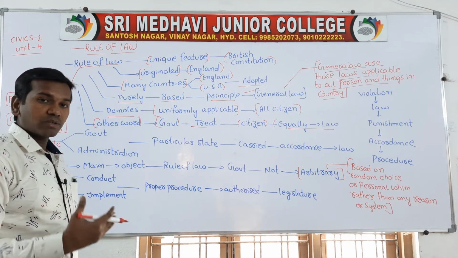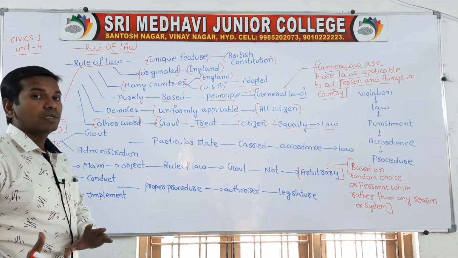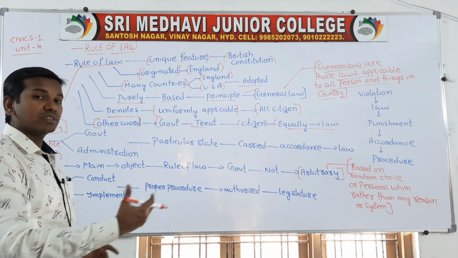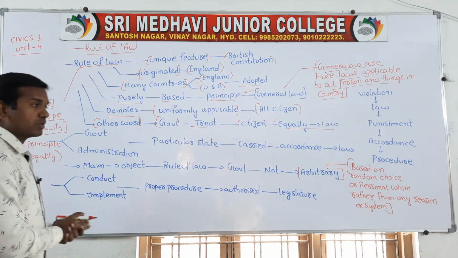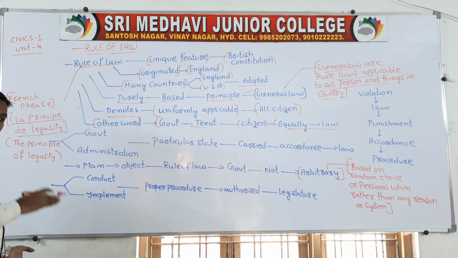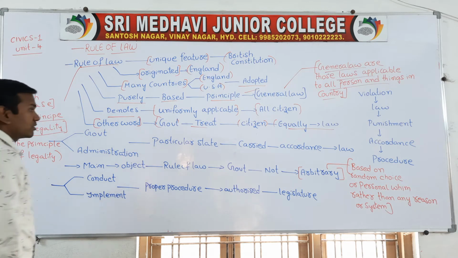The government should treat all the citizens equally. The government should not show any favor, and should treat all the citizens equally. That is called rule of law. When all the citizens are equal in front of law and the government treats all citizens equally, that is called rule of law.